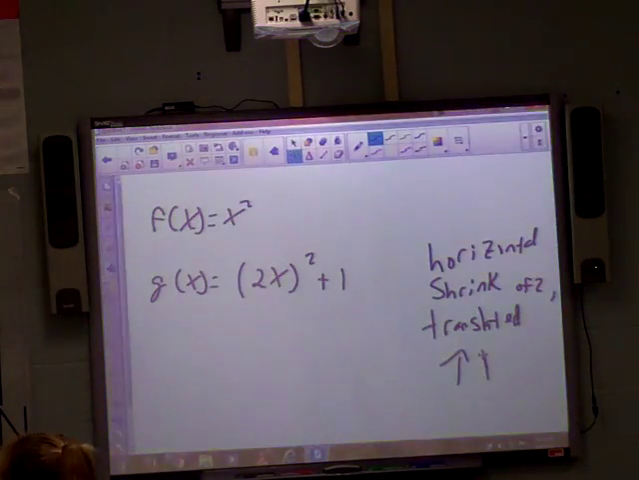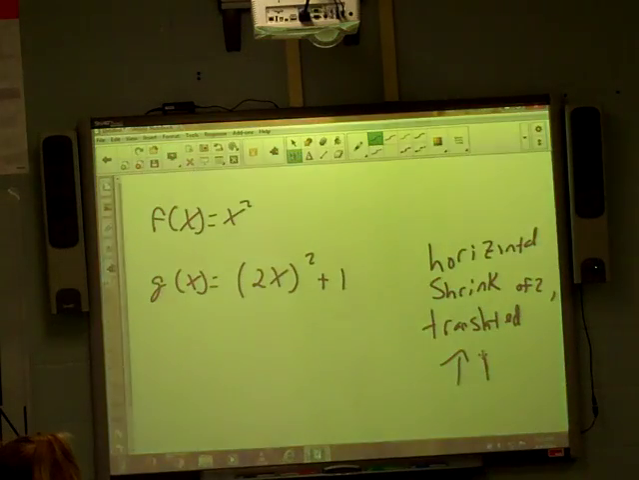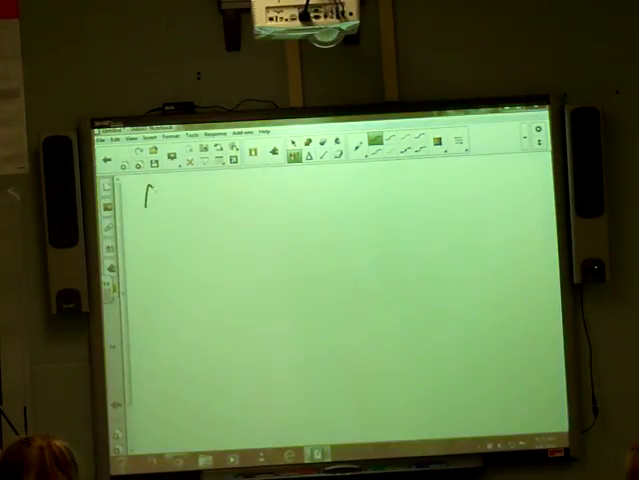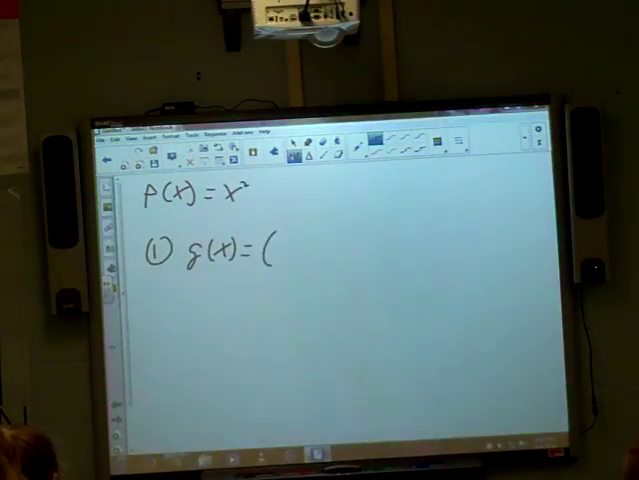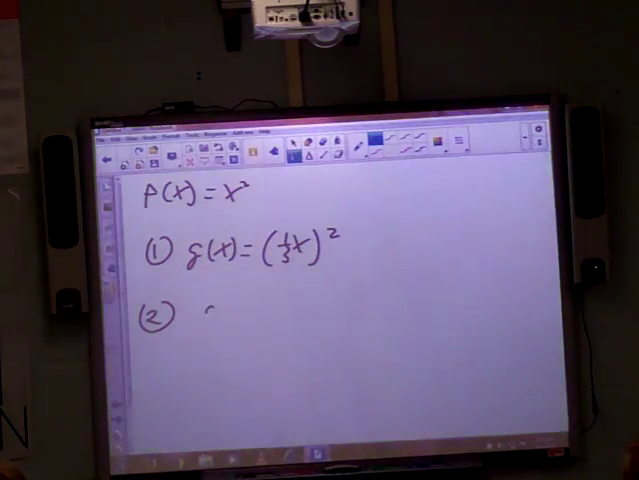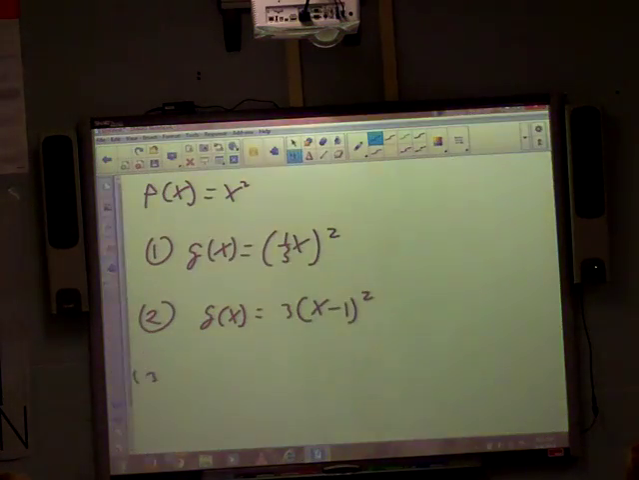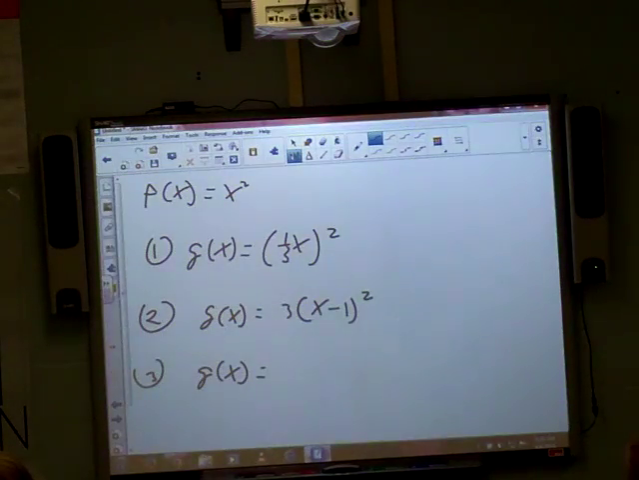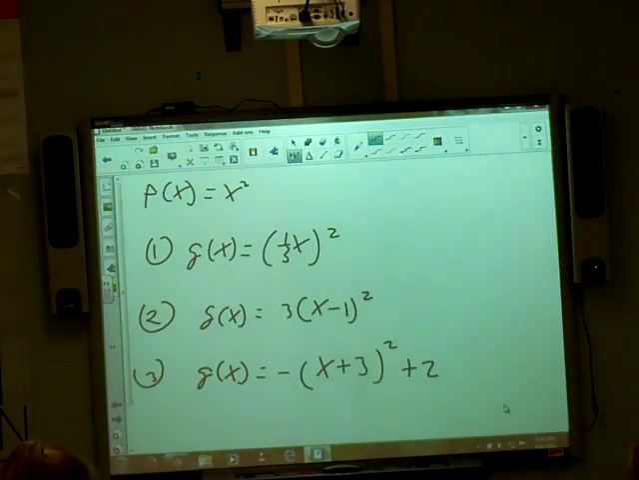It takes an example or two, you'll be alright. Alright, before we go to the next step, I'm going to give you 3 of those right there to see if you can figure them out on your own. Still going to start from your parent function. Number 1, g of x is 1/3 x squared. Number 2, g of x is 3 times x minus 1 squared. And number 3, g of x is negative x plus 3 squared plus 2. All right, see if you can describe those 3 transformations.